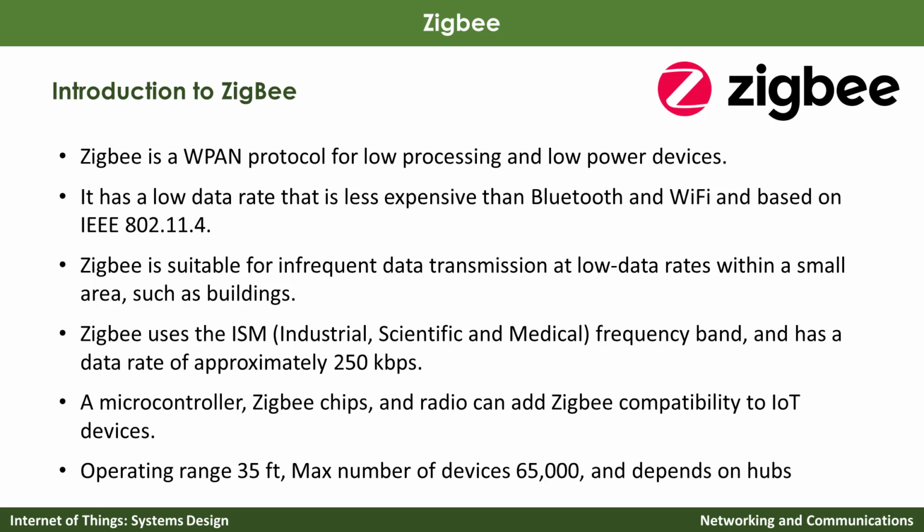It also uses the ISM (Industrial, Scientific and Medical) frequency band, and has a data rate of about 250 kilobits per second. Most of the microcontrollers do support Zigbee chips, radios when you attach additional shields. Operating range is about 35 feet with a maximum number of devices of about 25,000, which works pretty well for smart home or smart industrial domains, including buildings.